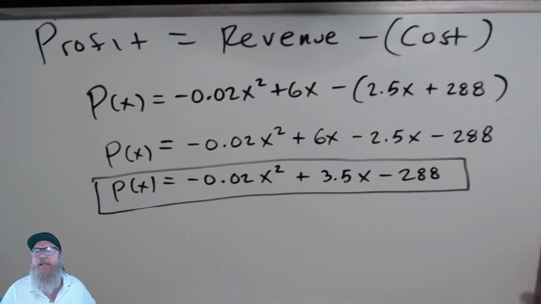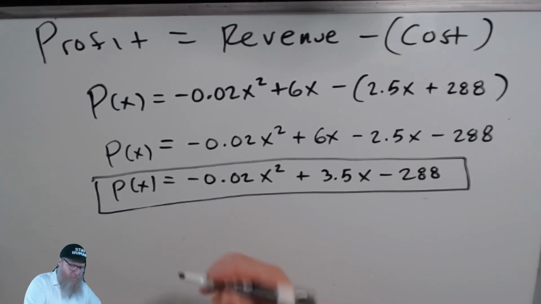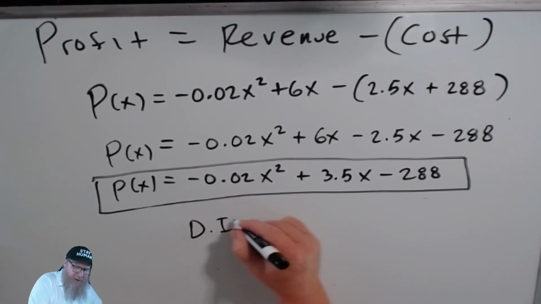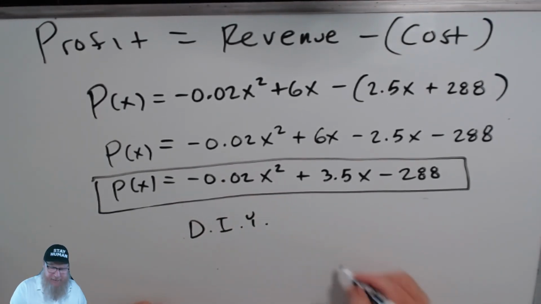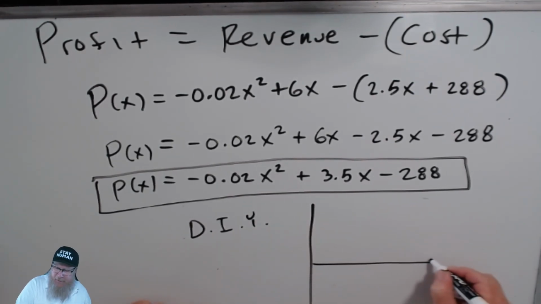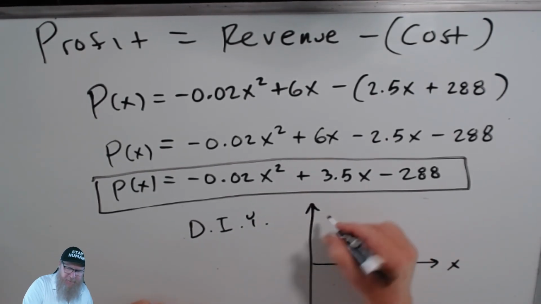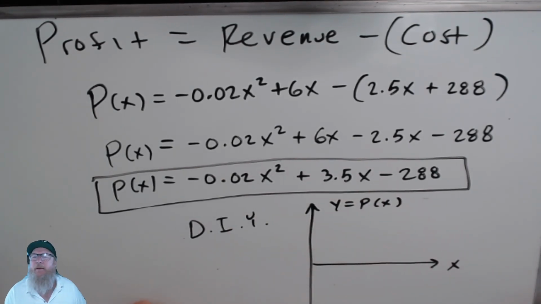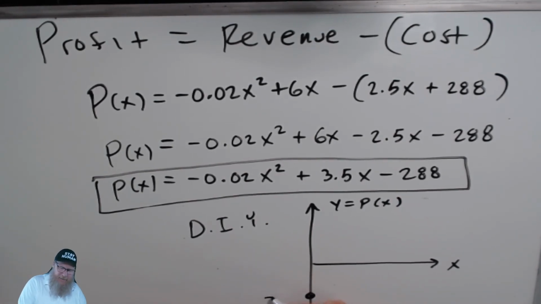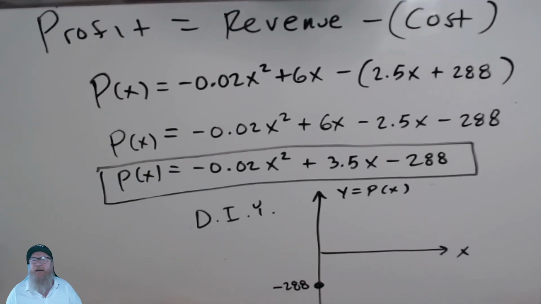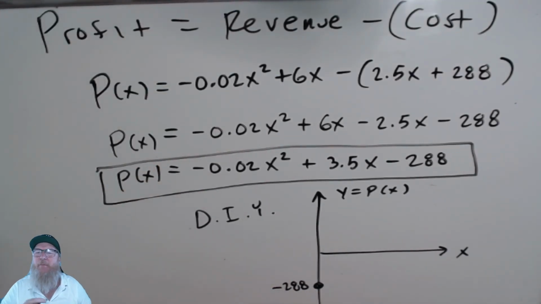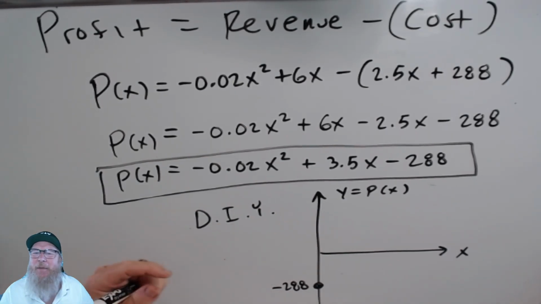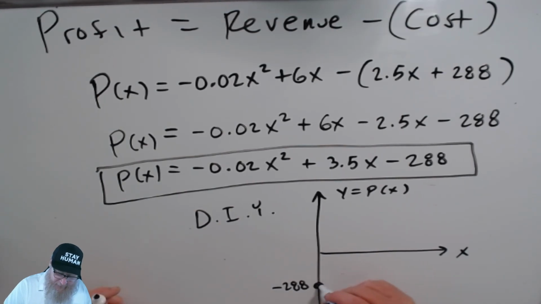We'll do more applications later, if you are interested, so I'll say DIY. There's lots of things you can do. You could draw the graph, using X and Y. It would start way down here at negative 288, right? We say you always wake up every morning in the hole, right? Especially when you're in business, right? You got to get up, you got to make money. You got to work 7 days a week sometimes, right?